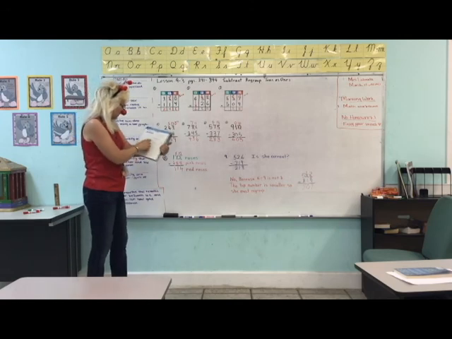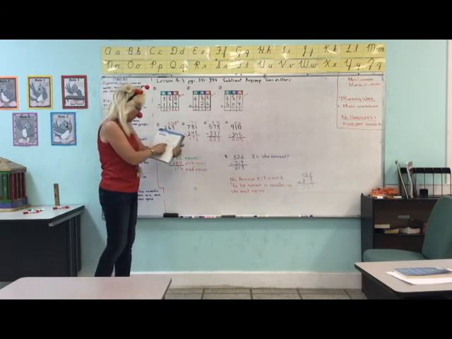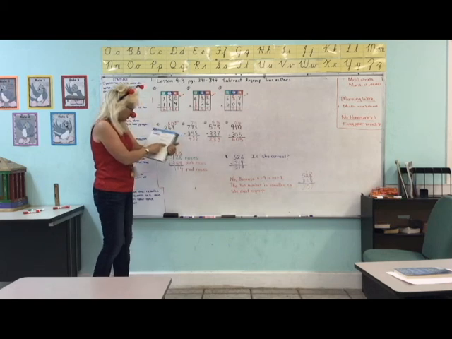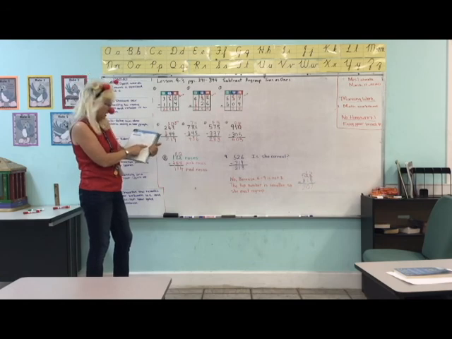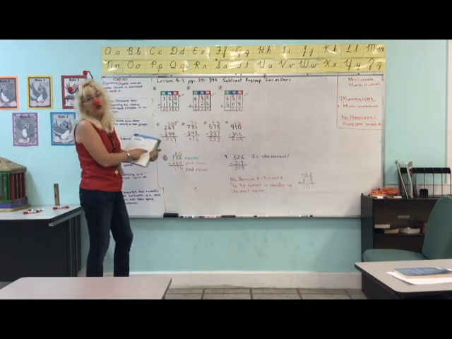Now on the bottom one, it says Tyler subtracted 352 minus 129. Is he correct? And it will show you over here what it is. And you will see the mistake that Tyler made. So look at his mistake and then write down why he made a mistake.